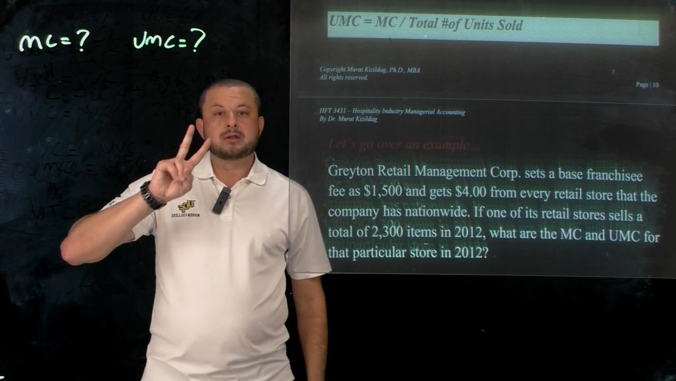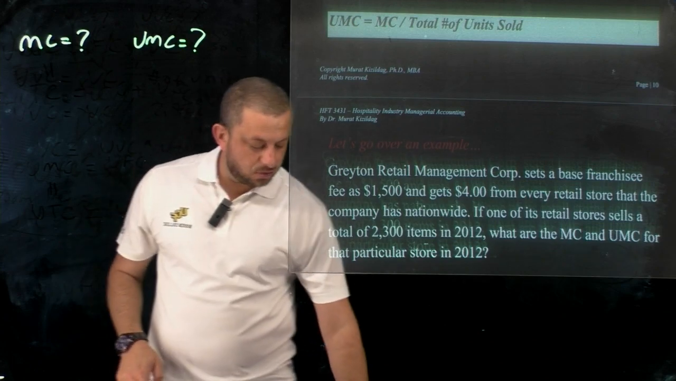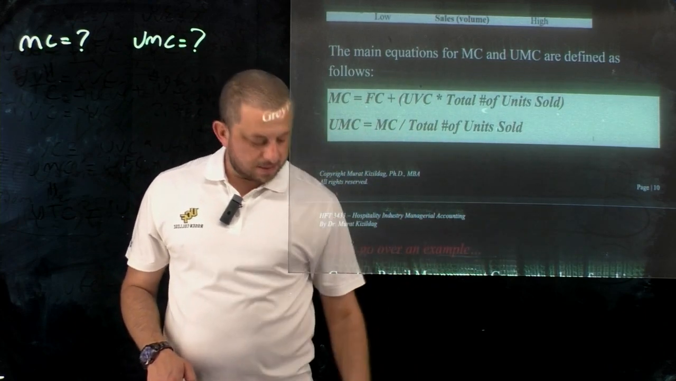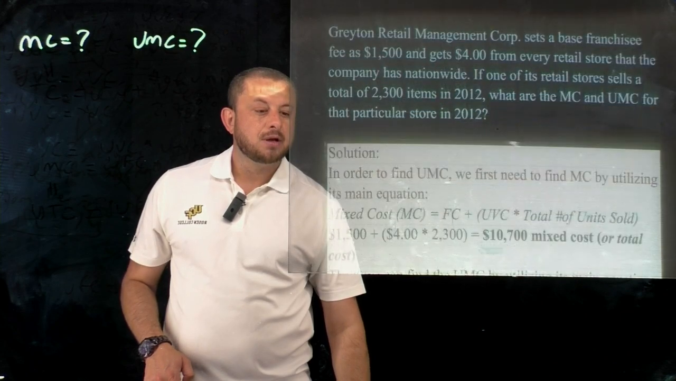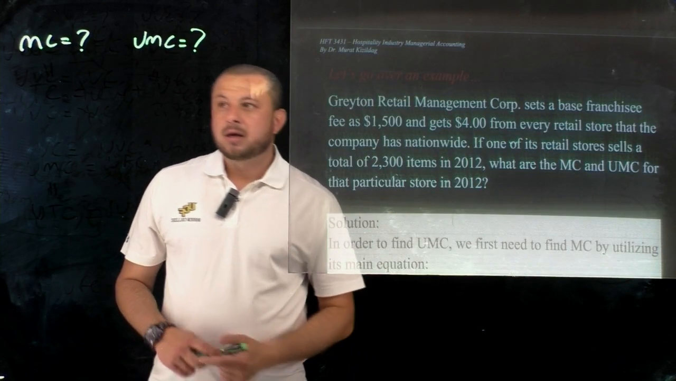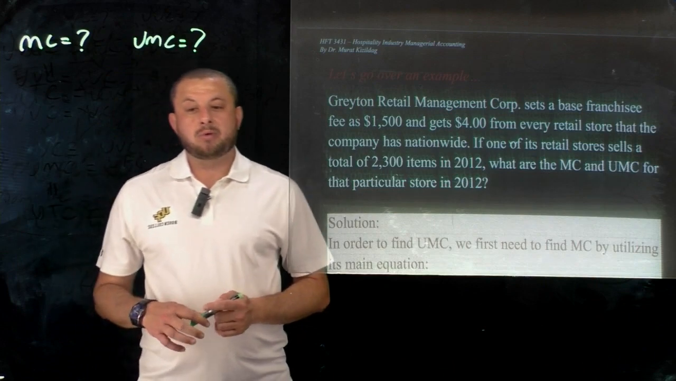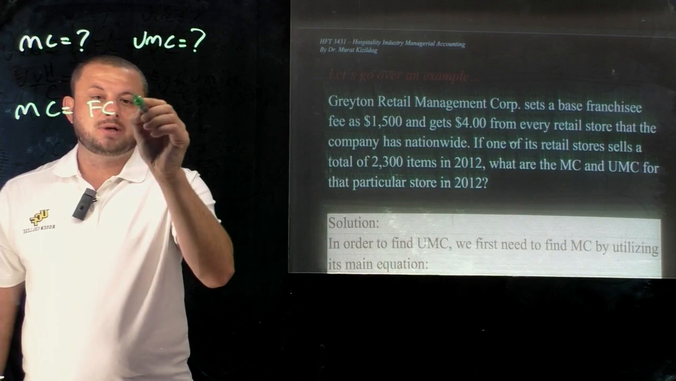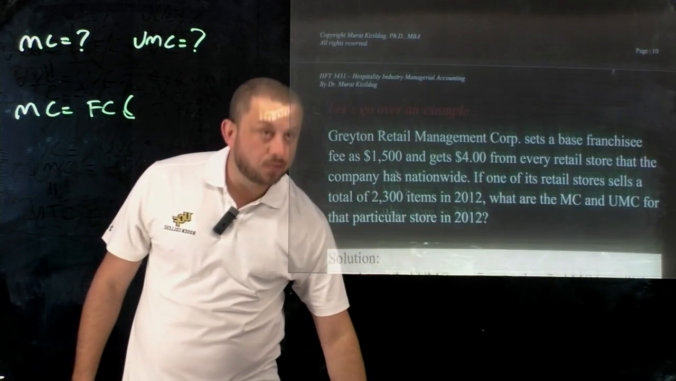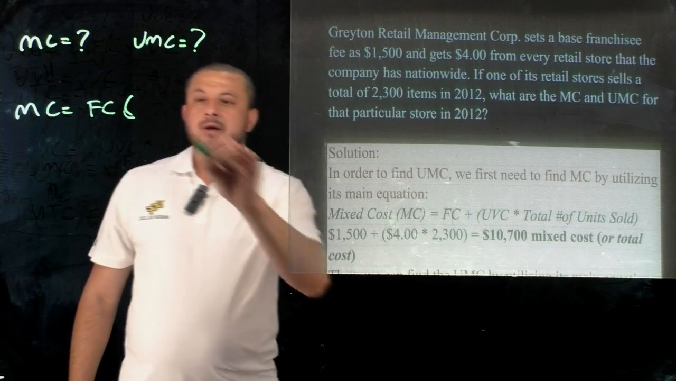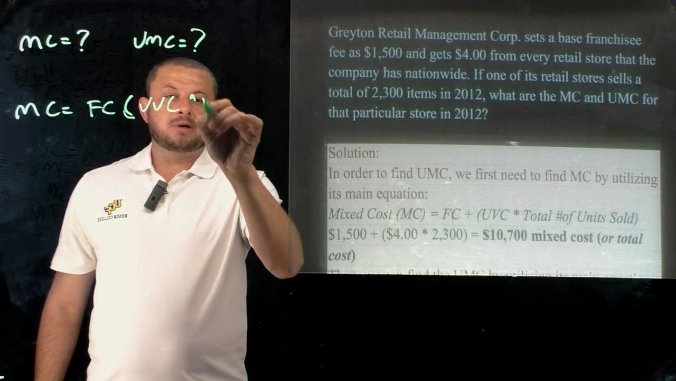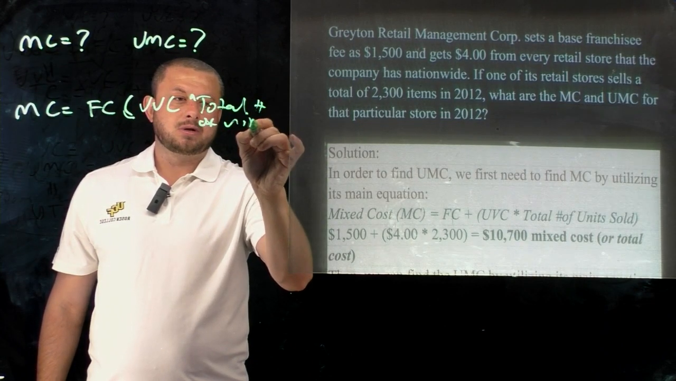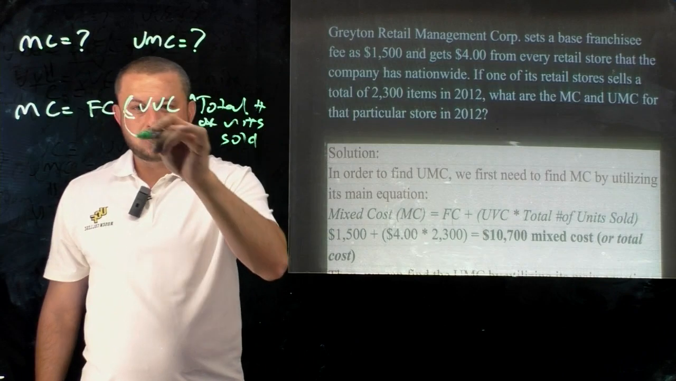Step number two, do I know the equations for MC and UMC? Oh yes, I do. I have the MC equation right here and the UMC equation right here. Step number three, do I know any component of any equation that I have to utilize? Let's check. MC is equal to what? FC plus, in parentheses, UVC multiplied by total number of units sold. Am I right?